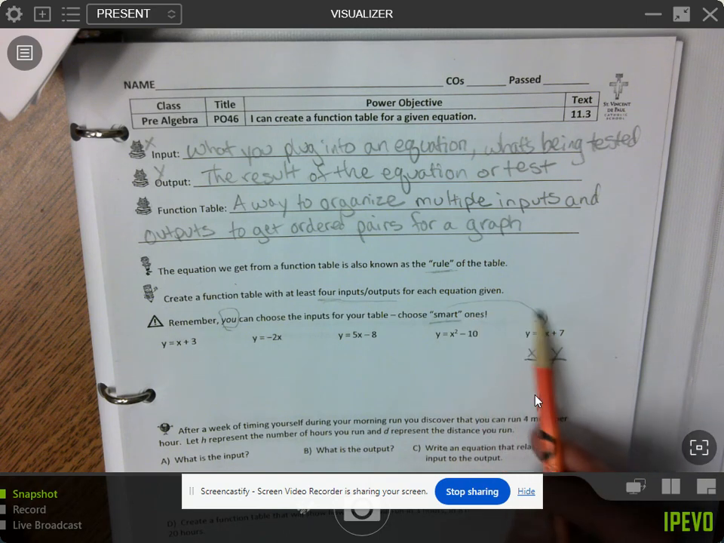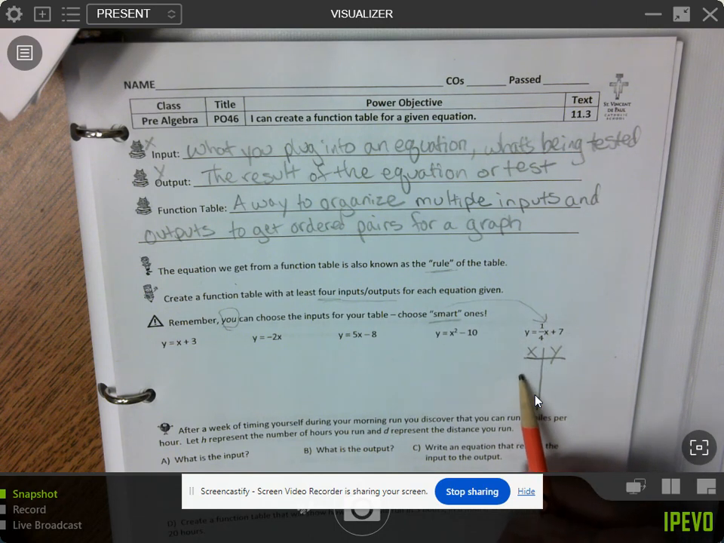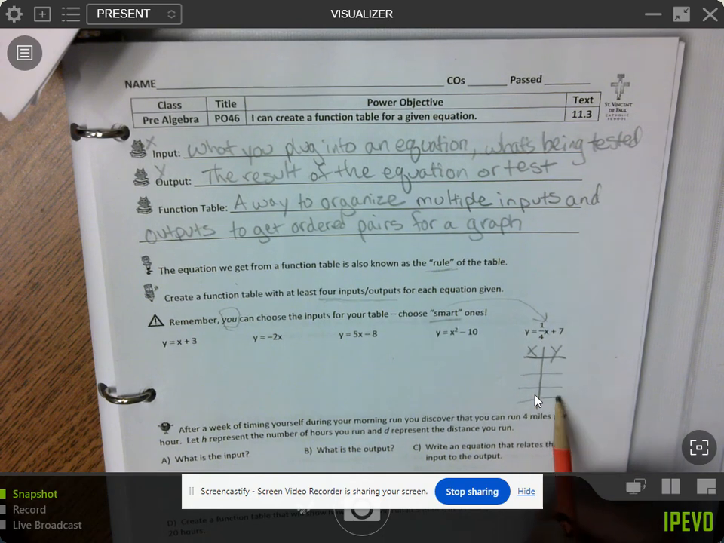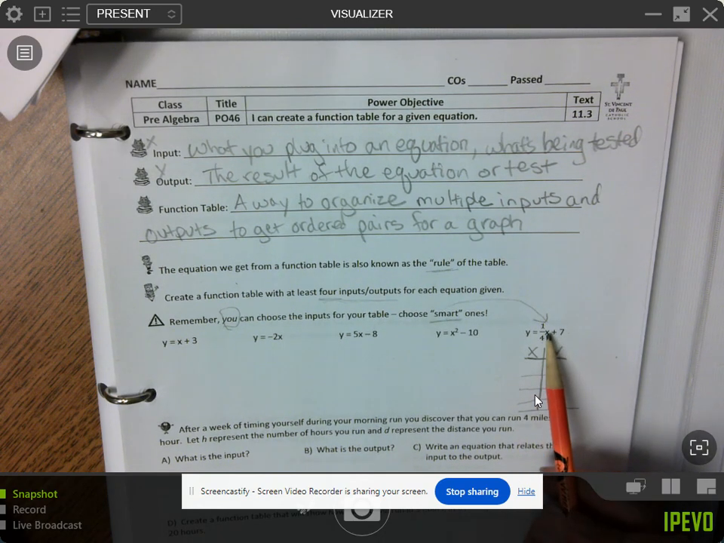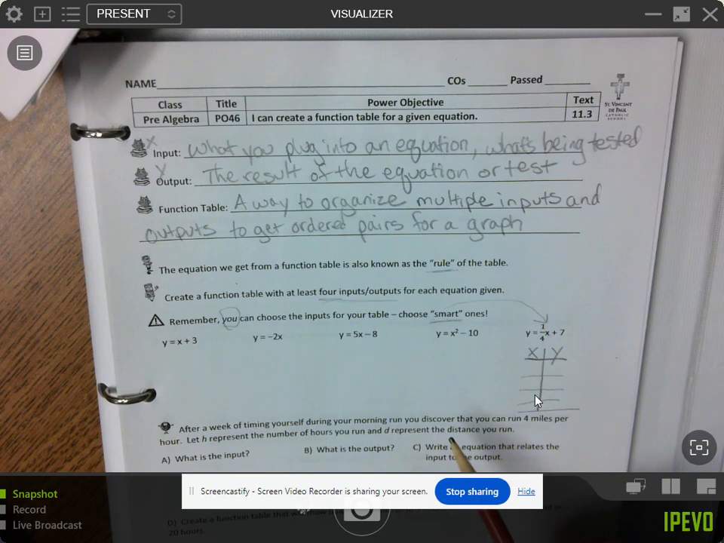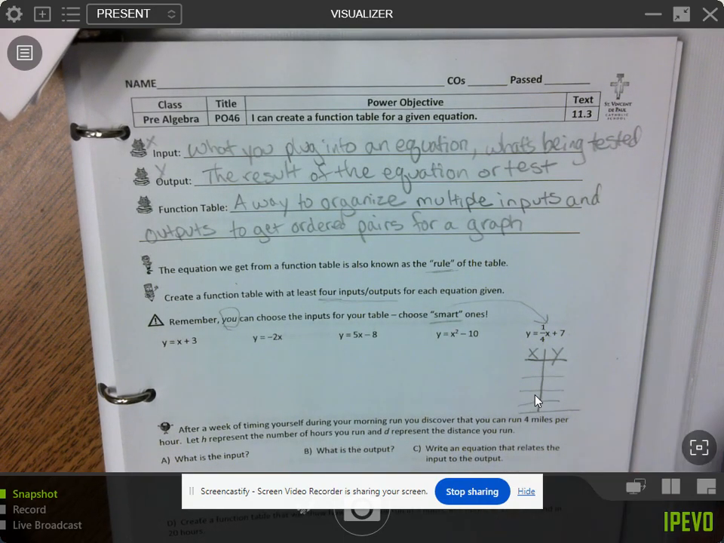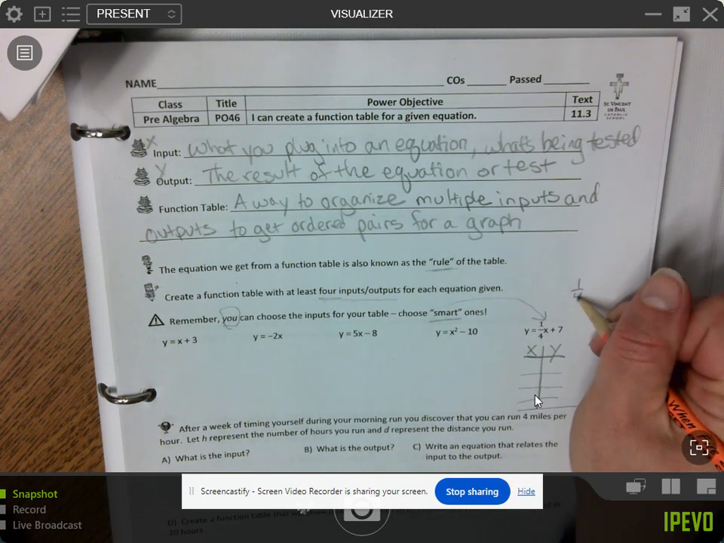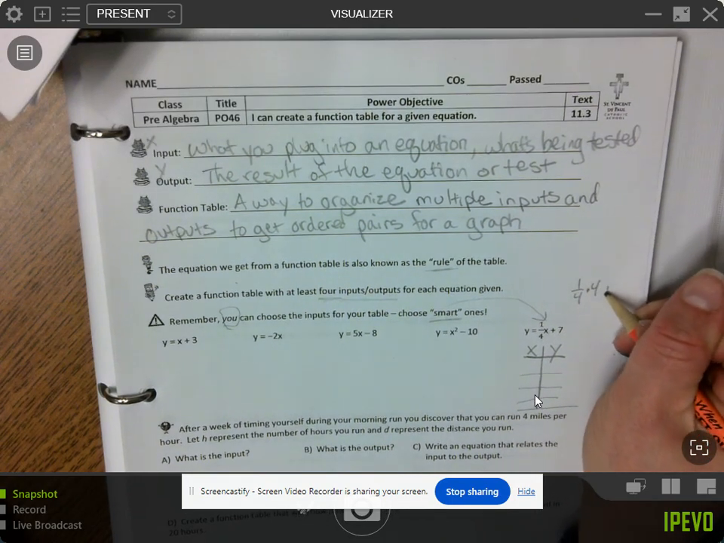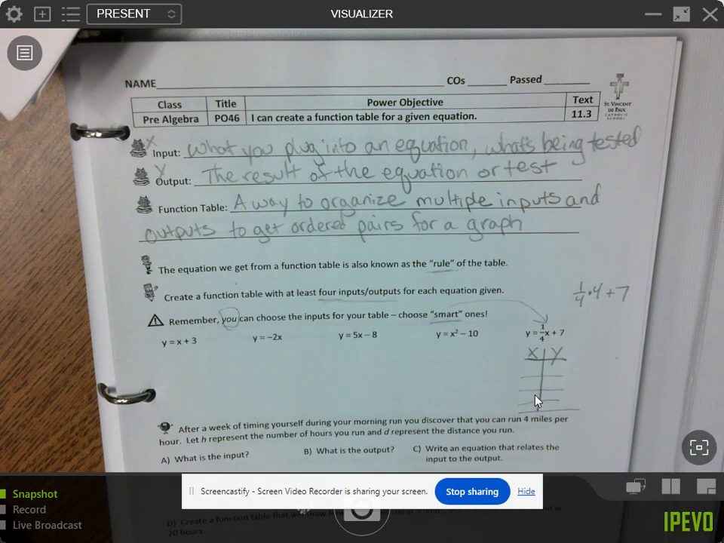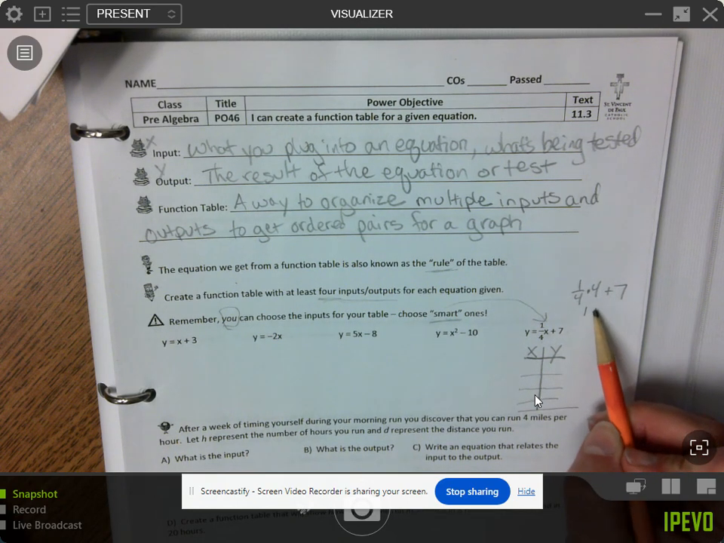We're going to look at what we're going to put in for that x to make it easy numbers to work with. So if our input is our x, what might be a smart number to put in for x for this equation? Henry? Maybe a 4. So I could say 1/4 times 4 plus 7. What is 1/4 times 4? 4. Nope. No, 1. So this would be saying 1 plus 7.